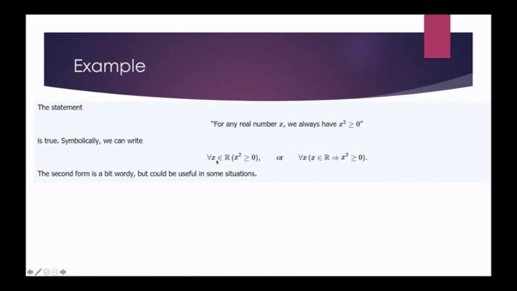But symbolically, we can write it this way. This is more like a statement, but in symbols, we can write it this way, right? So we use this symbol for every x. This one is an element, right? We use this in set notation: for every x, an element of the set of real numbers. We can say it like this in a statement, or this symbol we can also use. As long as, don't forget this symbol, for every. The second form is a bit wordy, but could be useful in some situations.